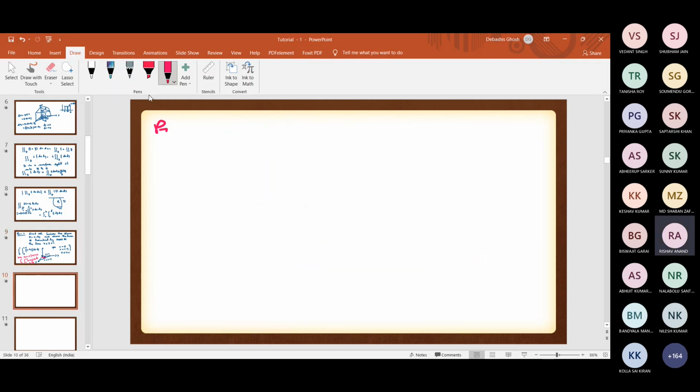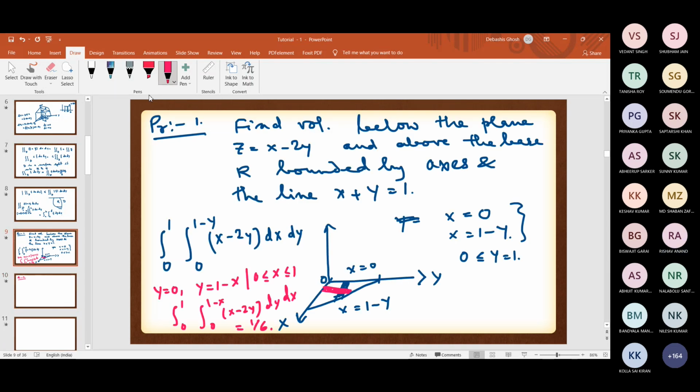Another problem. Here it can be negative. So it is negative, minus 1 by 6. Yes, sir, it comes negative. So we have to make the value negative. If we take z as x minus 2y, then I don't think it is a minus. I also took z as x plus y minus 1, but it comes negative also. We are not making it negative.